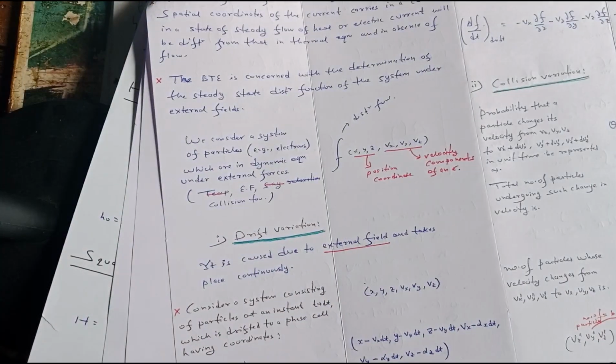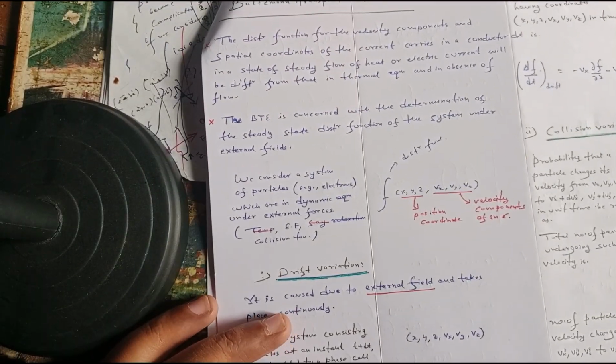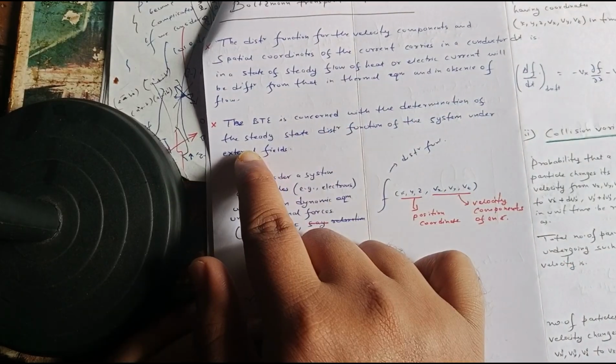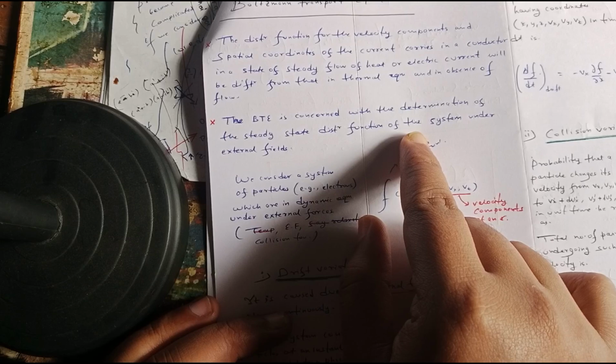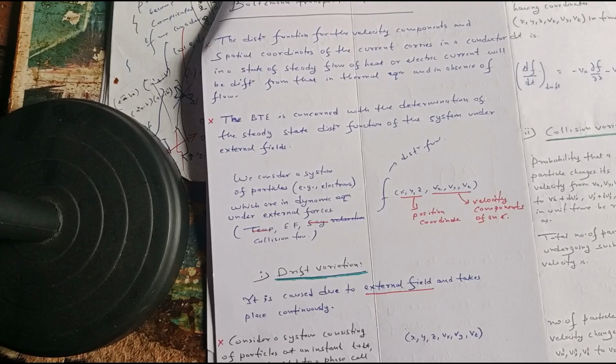Now back to the definition that we studied earlier in our discussion: the Boltzmann Transport Equation is concerned with the determination of the steady state distribution function of the system under external field. So what will happen to the Fermi-Dirac distribution function if we apply some kind of external field, say an electric field or magnetic field, or our system is subjected to a temperature gradient? If our system is subjected to such external fields, how does our Fermi-Dirac distribution change?